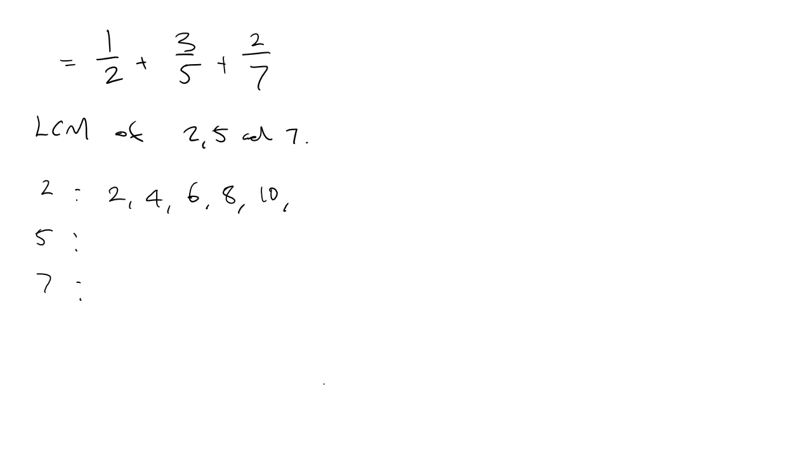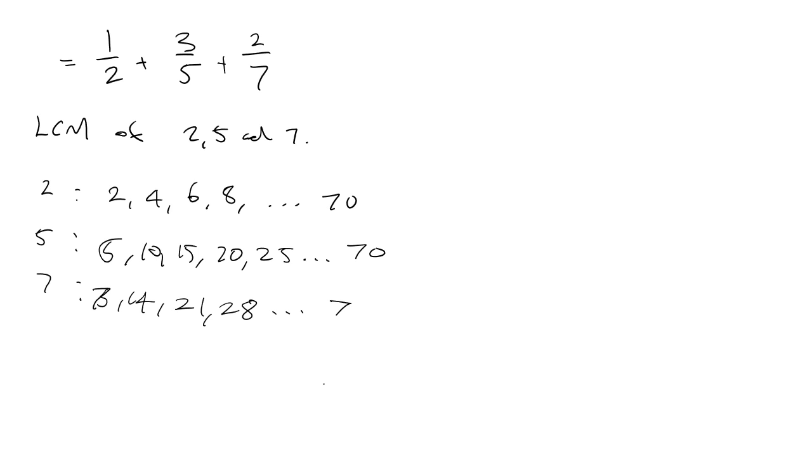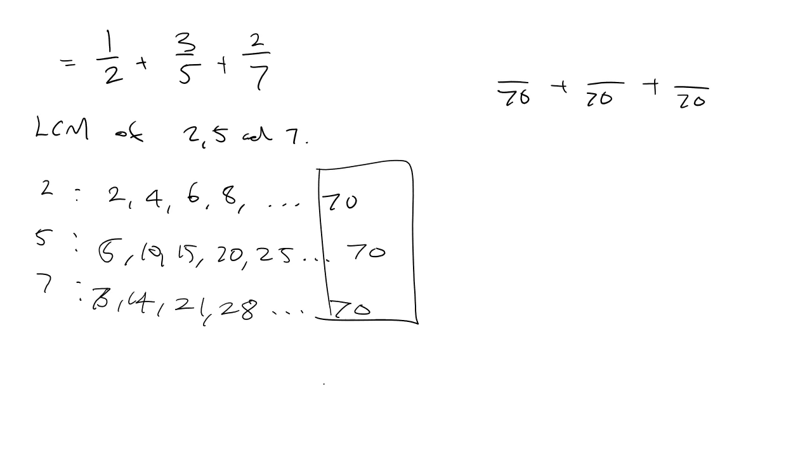This will take forever, so I'll just tell you the answer. 70. That will be 5, 10, 15, 20, 25, and so on, 70. That will also be 7, 14, 21, 28, and so on, 70. So 70 is our lowest common multiple. Okay. Now we write the new fraction down. 70 as the denominator for each.